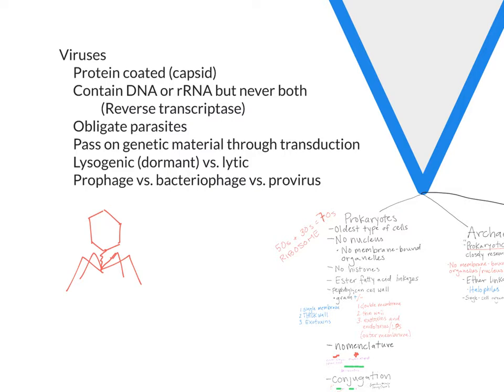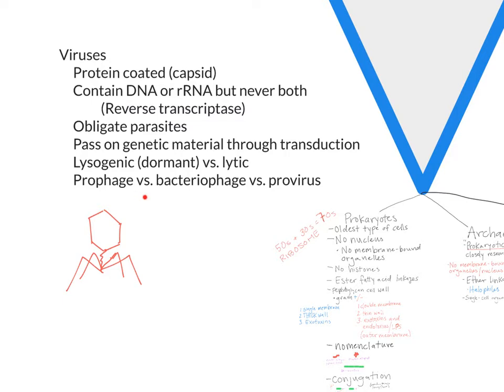Eventually, some stimulus like UV light will cause the lysogenic viral DNA to become lytic or active. In the lytic phase, the viral DNA uses the cell to replicate and create thousands of copies of the virus, which then break the cell, or lyse it, and infect other cells.